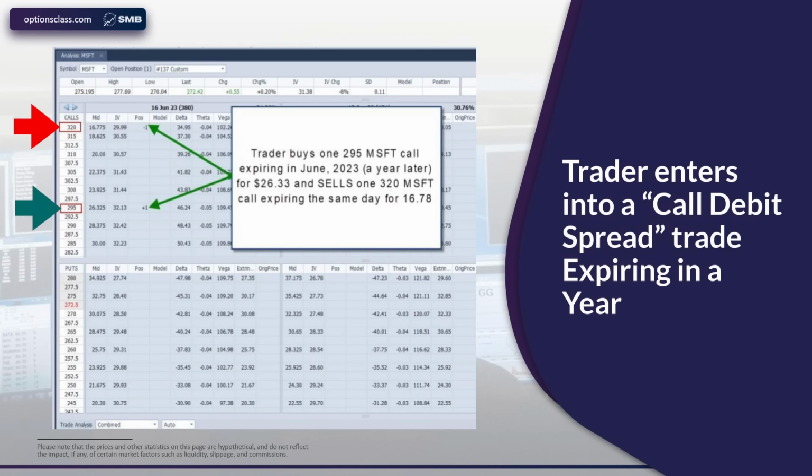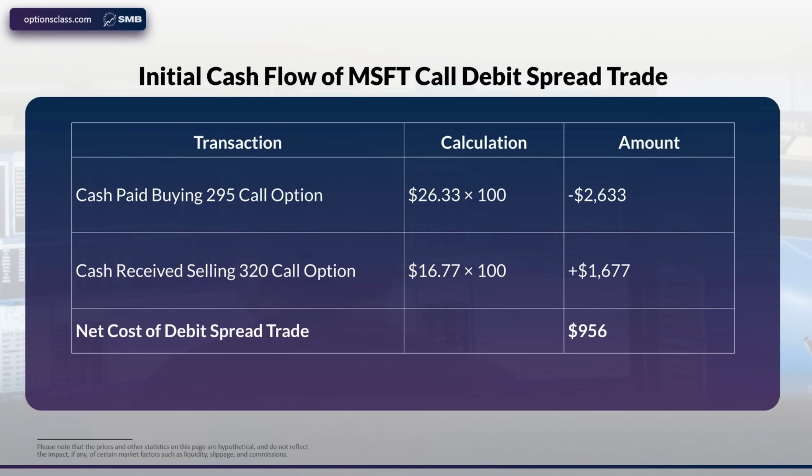And I say the cost is cut down substantially because the cost of the 295 calls you can see is $26.33, and it represents 100 shares of stock. So you multiply that by 100, resulting in a cost of $2,633 for that call option, which you can't afford because your account's only 1,000. But because we sell the 320 call simultaneously, we receive back $1,677 for selling that, which causes the trade total cost to drop below $1,000 in your account down to $956.